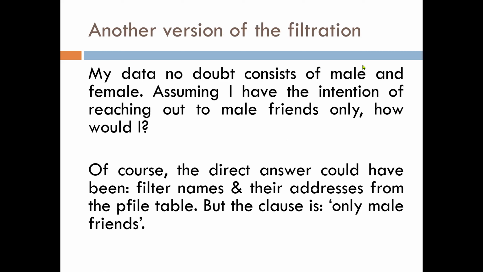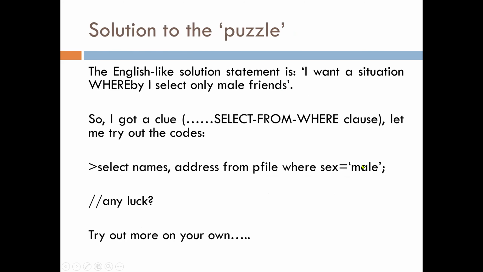So they're explaining another version of the filtration. My data consists of male and female. Assuming I have the intention of reaching out to male friends only, how would I, so this is talking about selecting with the where clause. So you have to filter the names and addresses, but only male friends. On that, this is what you would do.